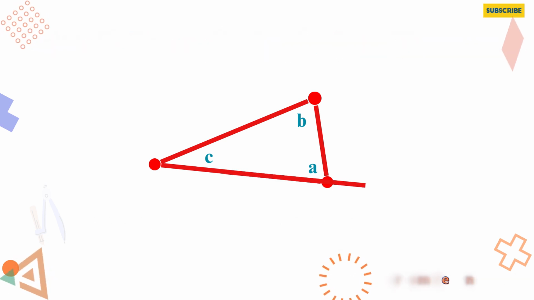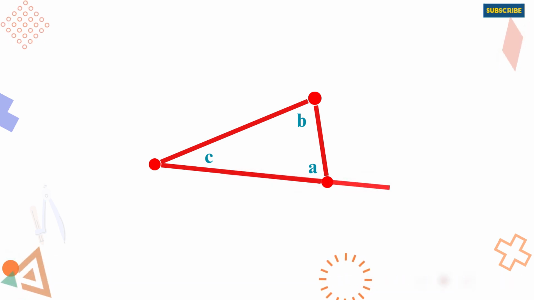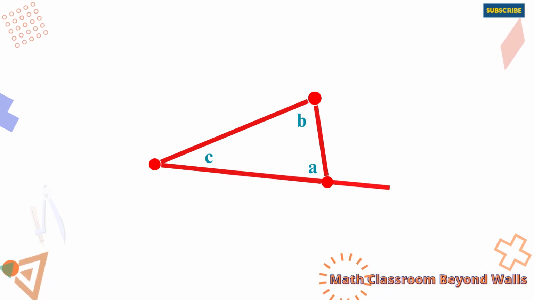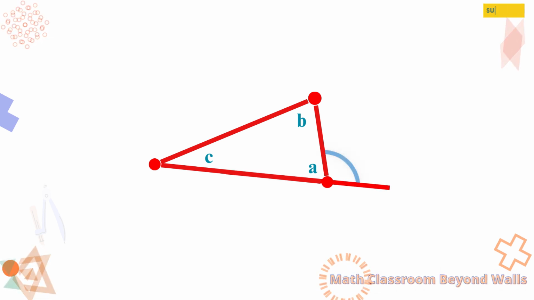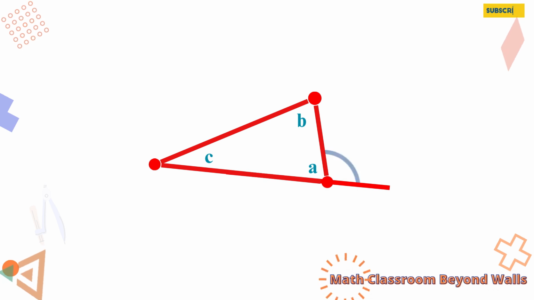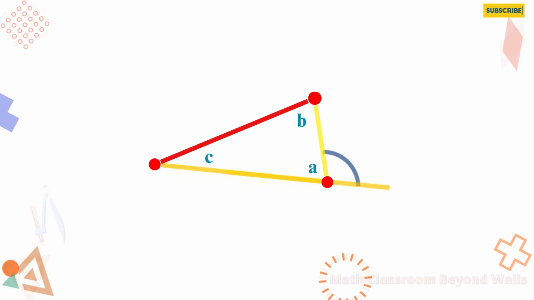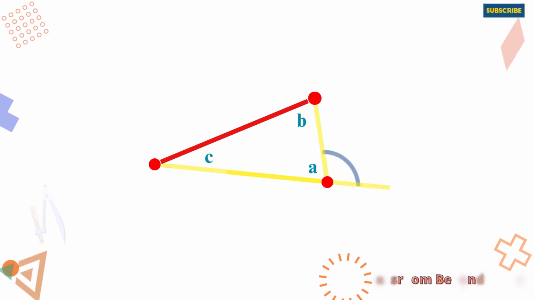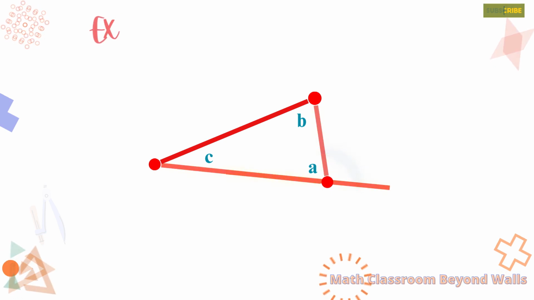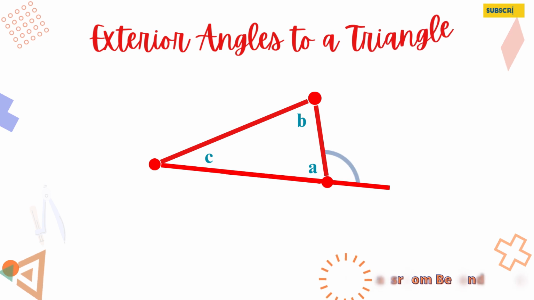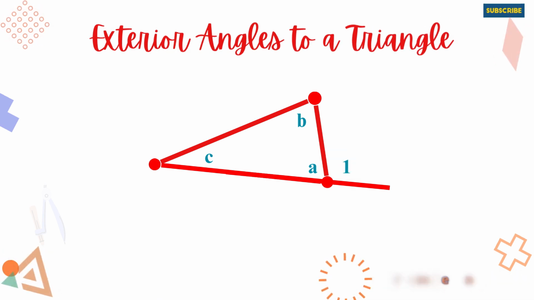Look at this, learners. What do you see this time? You're correct. As one side of the triangle is extended, an angle outside the triangle is formed. This angle has one of its sides as the side of the triangle, and its other side is the extension of the adjacent side of the same triangle. This angle is an exterior angle to the triangle. Let us call this angle, angle 1.